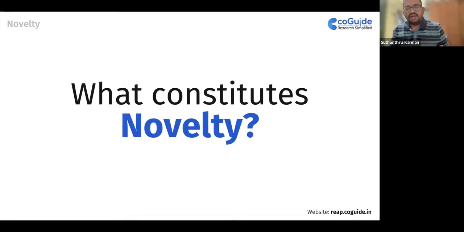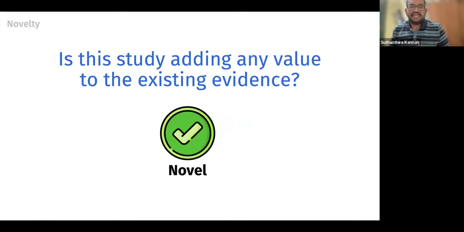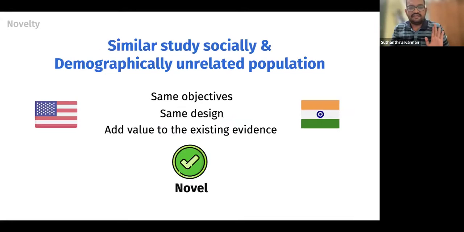Okay. So what constitutes a novelty? It is a study adding any value to the existing evidence. A similar study in a different social or demographic setting. So the evaluation of the Anemia Mukt Bharat is done in many parts of the country, but it is not done in tribal areas. So that is our objective, tribal area. Same objectives, but the tribal area is different. Same design only we are going to do, but we are adding the qualitative component.